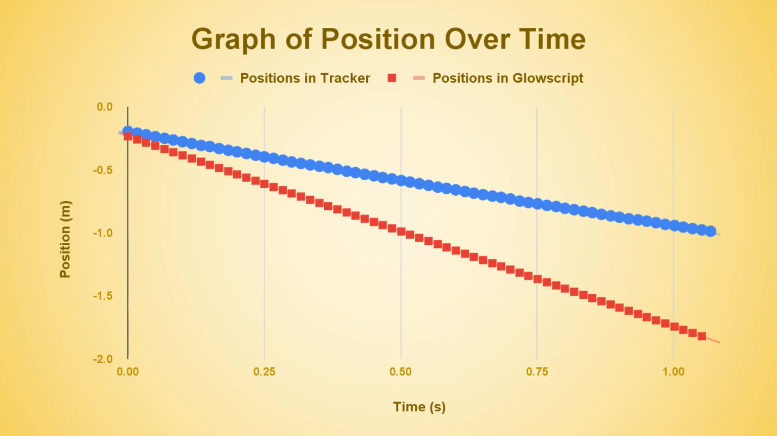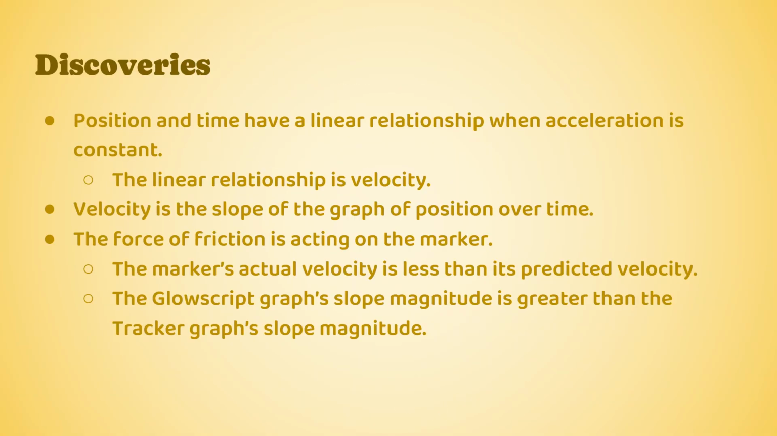This is my graph of both the positions in Tracker and the positions in GlowScript. As you can see, the graph of the positions in Tracker has a less steep line than the graph of the positions in GlowScript. I discovered that position and time have a linear relationship when acceleration is constant. The linear relationship is velocity. Velocity is the slope of the graph of position over time. The force of friction is acting on the marker. The marker's actual velocity is less than its predicted velocity, and the GlowScript graph's slope magnitude is greater than the Tracker graph's slope magnitude.